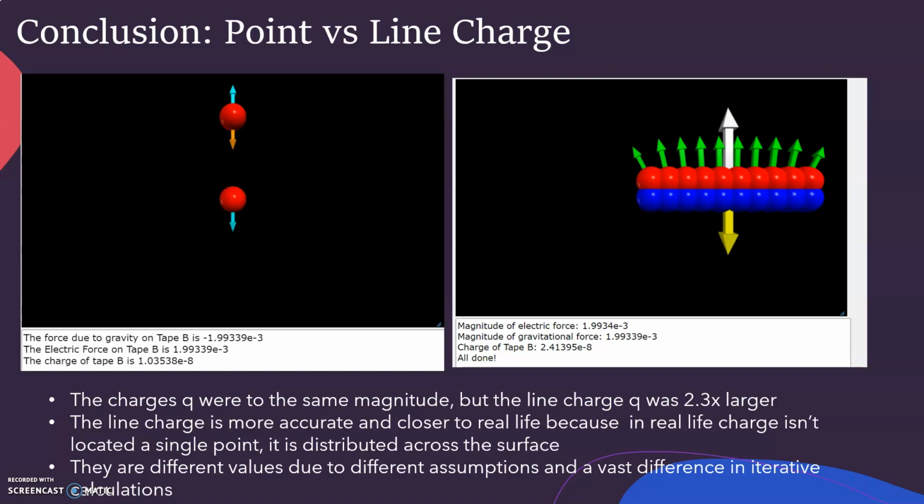And these are different values because we made different assumptions in each case, and due to those assumptions, there's a vast difference in iterative calculations. The point charge only used the E field formula shown in previous slides once, versus the one on the right, where my number was 10 discrete amounts and did the same calculation 100 times. So doing it at smaller amounts, it's similar to an integral. It's most likely going to be more accurate to real life.